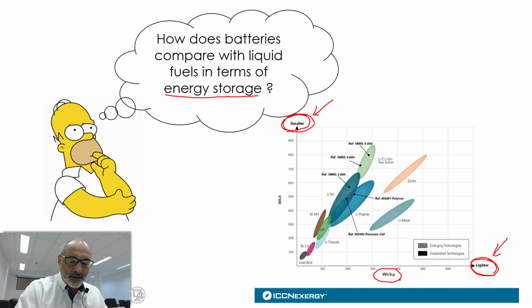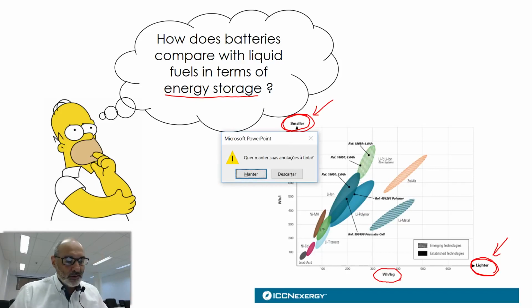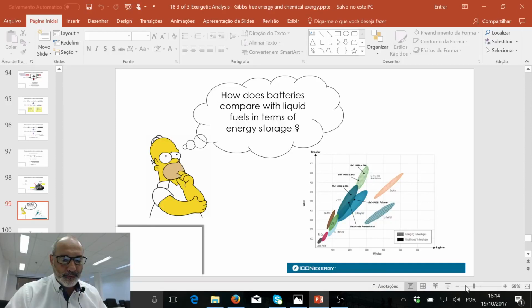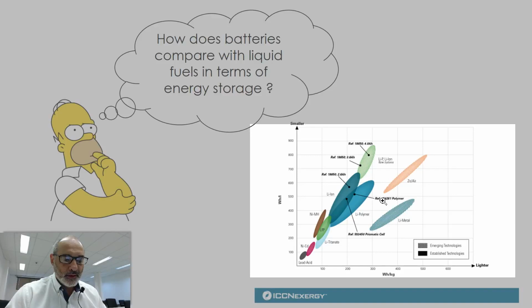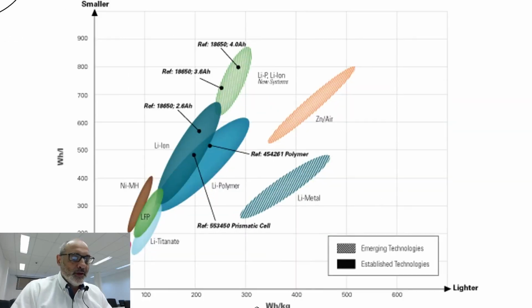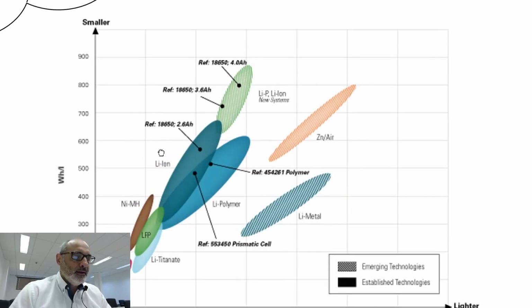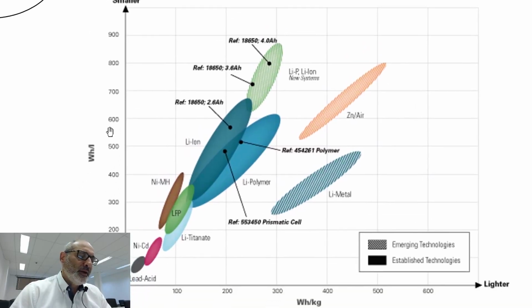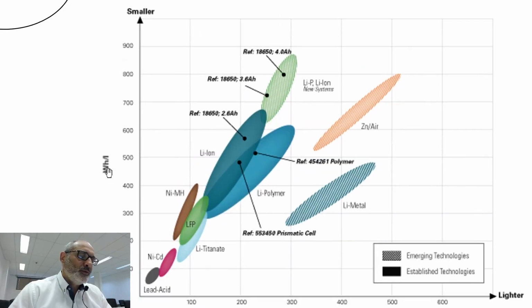Let me zoom the graph here for you. So the unit here is watt-hour divided by kilograms. And the volumetric efficiency of the battery is on this axis here. The unit is watt-hour divided by liters.